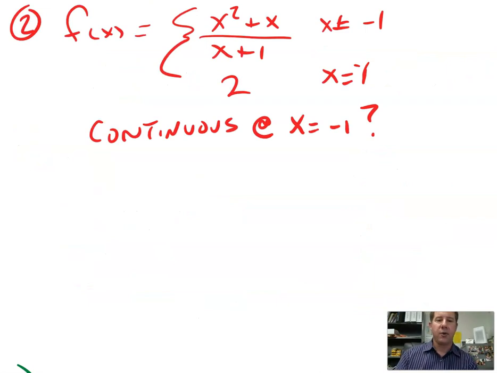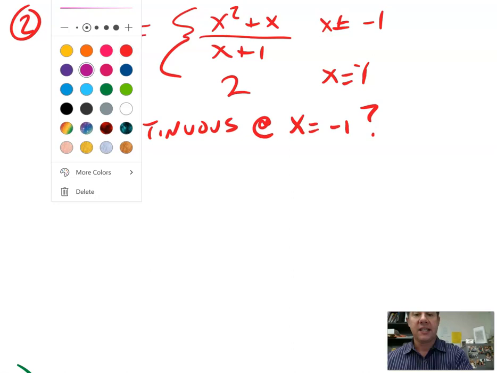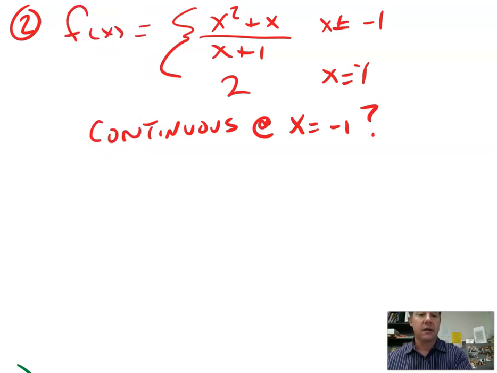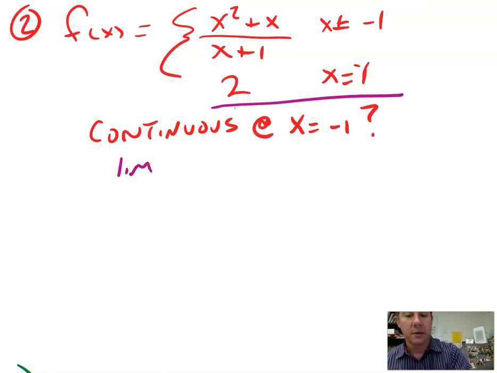Number 2 here. We're given a function f of x as a piecewise function, and we want to find out, is it continuous at x equals -1? This one we're going to approach more algebraically, but I'm going to follow the same checklist. Does it exist at x equals -1? Yes, it does. At -1, the function is 2. So that passes the first part. Now the second part. Does the limit exist as x approaches -1?